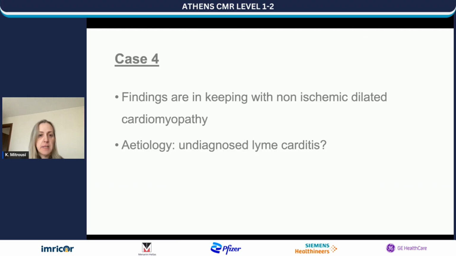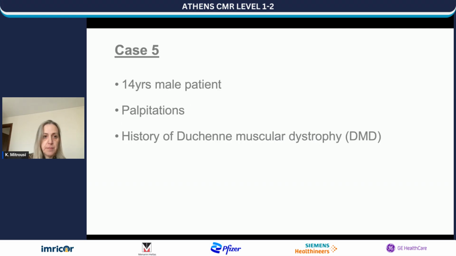So here the findings are in keeping with non-ischemic dilated cardiomyopathy, and the most likely etiology is undiagnosed Lyme carditis. And our last case is about a 14-year-old male patient who presented with palpitations, and his physician referred him to us for further investigation. He has a history of Duchenne muscular dystrophy.